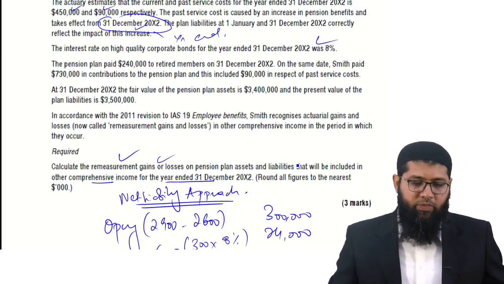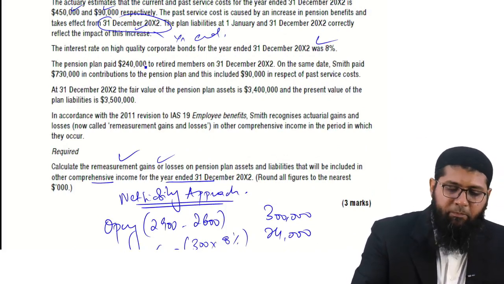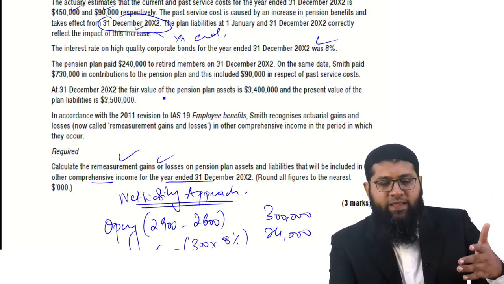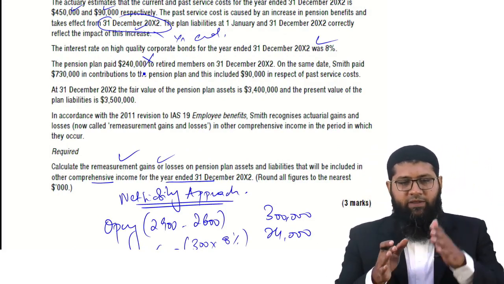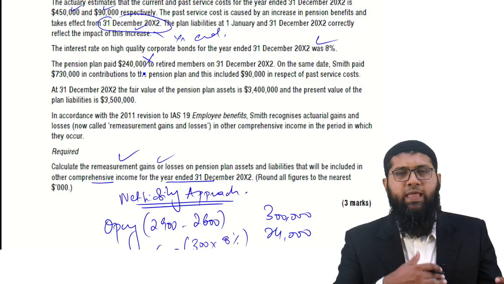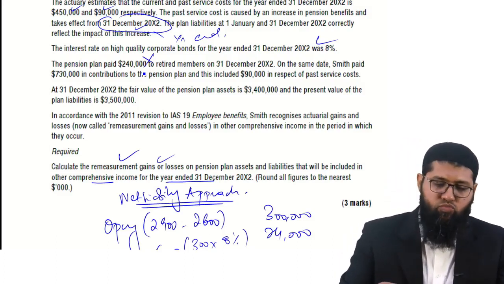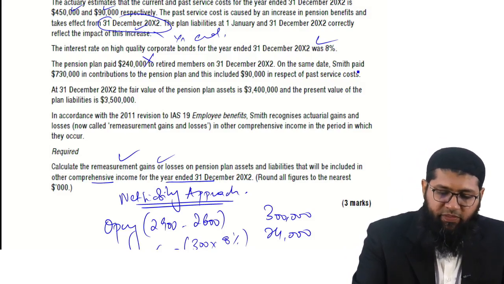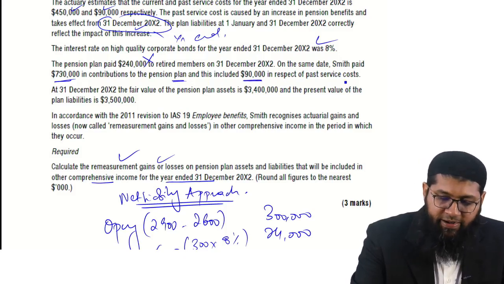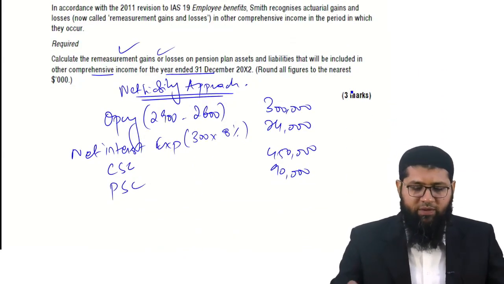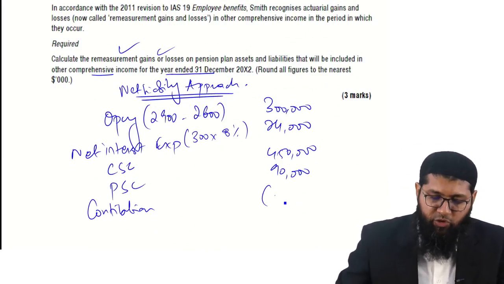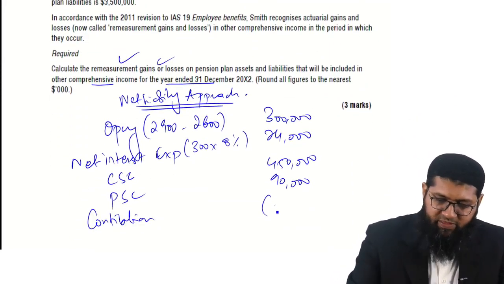Now what next is there? The next situation is, it says the pension plan paid. Whatever the pension plan paid, that has nothing to do with the entity, it's the pension plan which is settling. So the pension plan paid, it's reducing plan assets, it's reducing plan obligation. So there is actually going to be no impact on the net assets position or the net liability position. It says on the same date, Smith paid 730,000 in contributions to the pension plan, and this included 90,000 in respect of past service costs. So whatever that is included, all that you have to do is that you have to include the whole amount. The contributions paid is going to be 730,000.